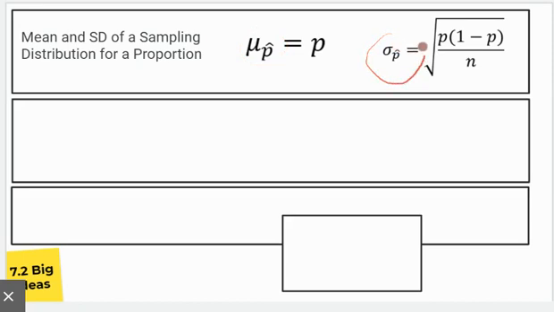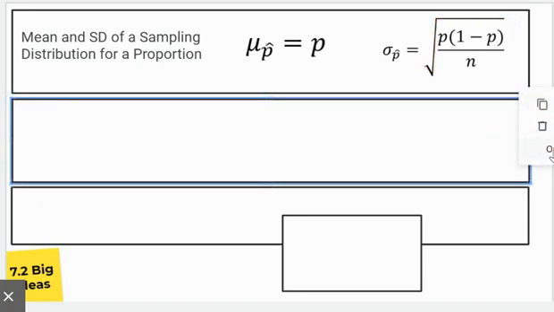The standard deviation for a sampling distribution for a proportion is found using this formula. The square root of p, which is our population proportion, which is equal to the mean of our sampling distribution. So p times 1 minus p divided by our sample size. You got to make sure that you take the square root of all of that.